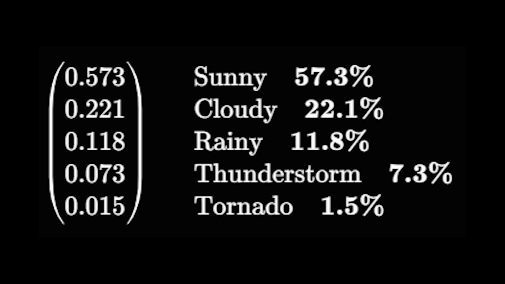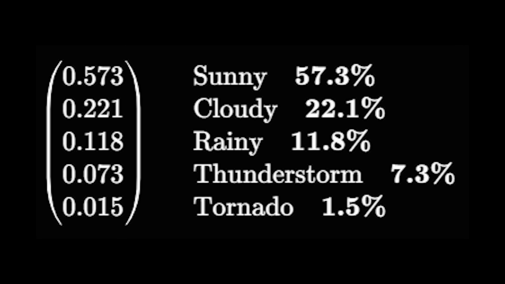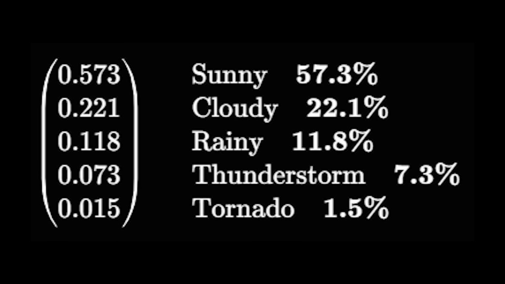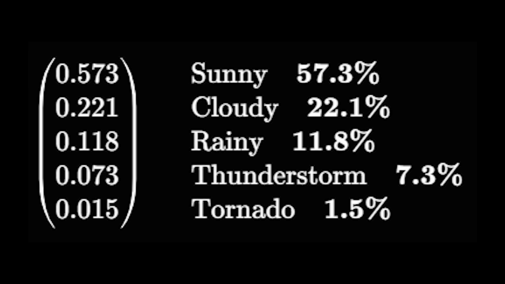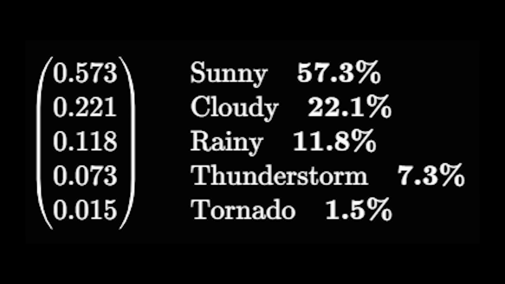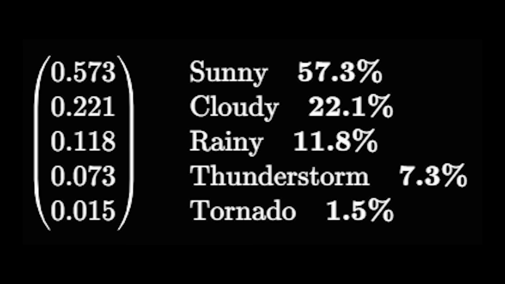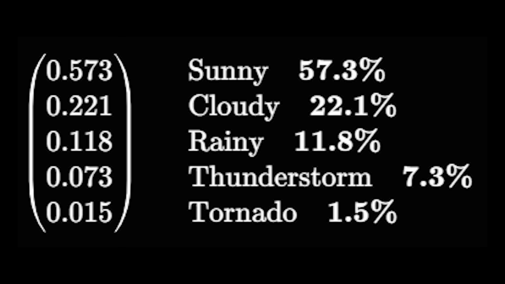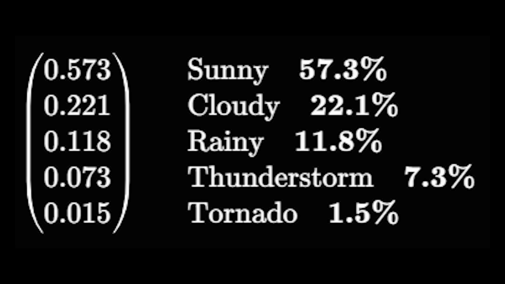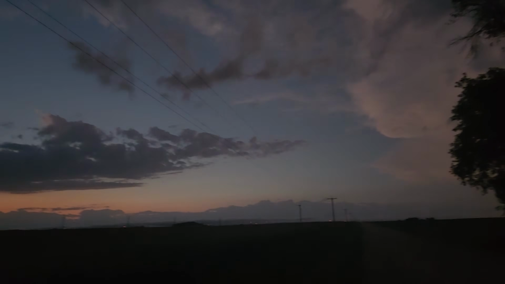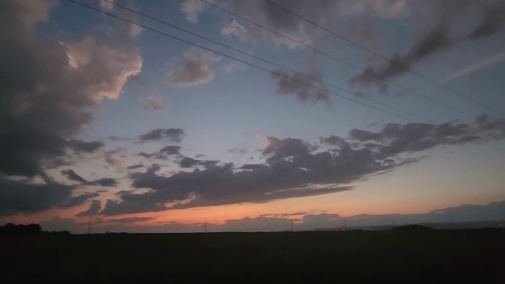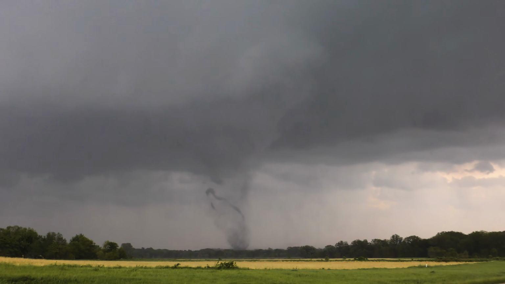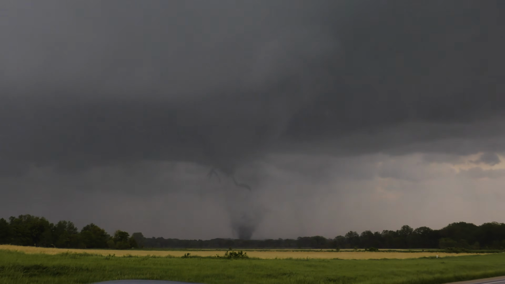fixed, long-term distribution. For our model, after calculating a significant number of steps in a row, the long-term averages level out at approximately sunny with 57.3% of days, cloudy with 22.1% of days, rainy with 11.8% of days, thunderstorms with 7.3% of days, and finally tornado with 1.5% of days. That means in this specific region, you'd expect sunny weather more than half of the time, cloudy days quite often, thunderstorms on about 7% of days, and tornadoes staying rare at roughly 5 to 6 days per year on average.